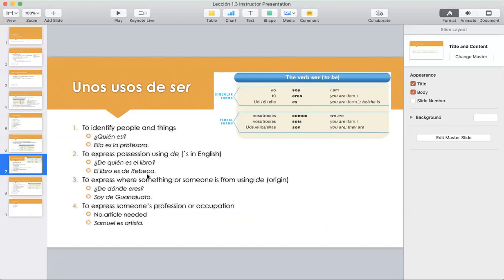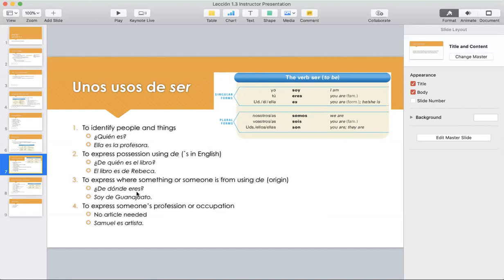We turn around the word. So if we want to say John's car, we will need to say, literally translate the car of John. If you want to say Rebecca's book, we need to say the book of Rebecca, just like in this case, el libro de Rebecca. To express where something or someone is from using the origin, ¿de dónde eres?